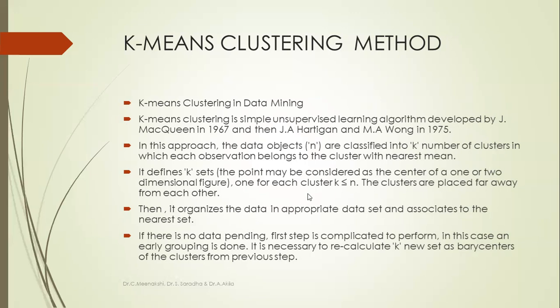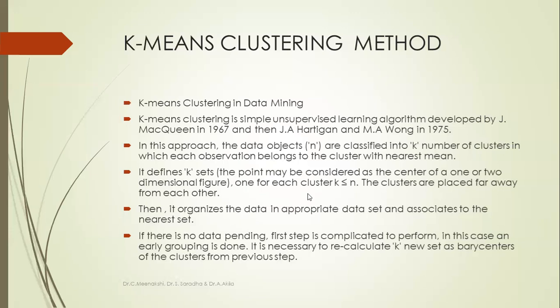So we'll be finding the mean value, and the point with the nearest mean goes into that cluster. It defines k sets, where a point may be considered as the center of a one or two dimensional figure, one for each cluster, with k less than or equal to n. The clusters are placed far away from each other. Then it organizes the data into the appropriate data sets and associates each point to the nearest set. If no data is pending, the first step is complete. In this case, an early grouping is done.